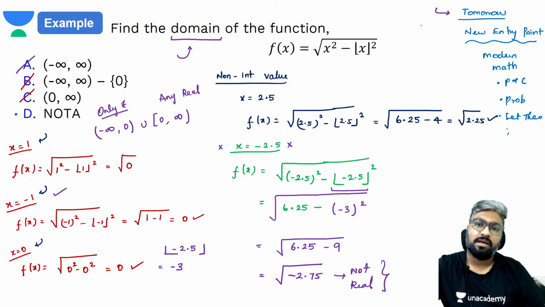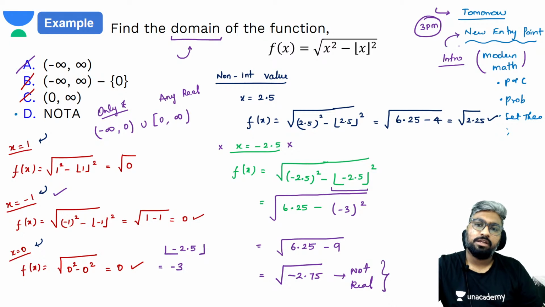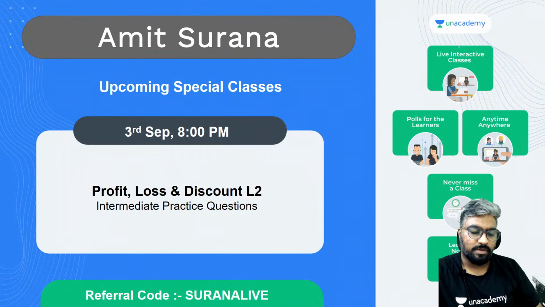With this, the entire functions chapter is done, and with this entire algebra is done. Tomorrow at 3 p.m. we will be starting with modern math. Yes, we will be doing PNC, probability, set theory and so on. Tomorrow is the intro class for it. It's a new entry point.